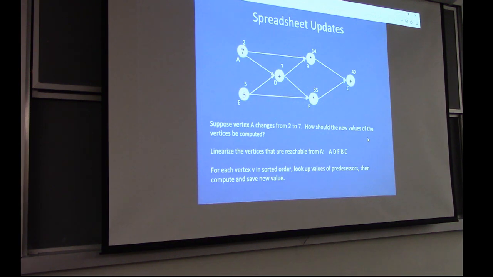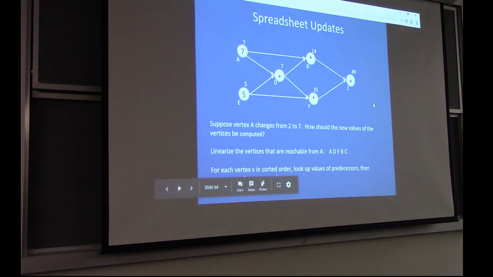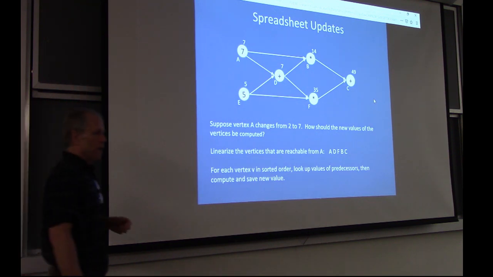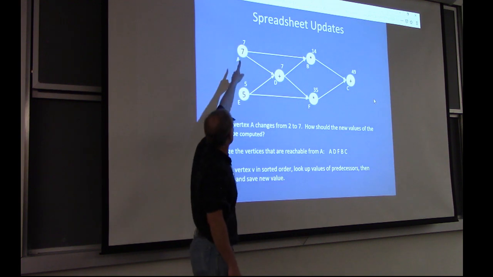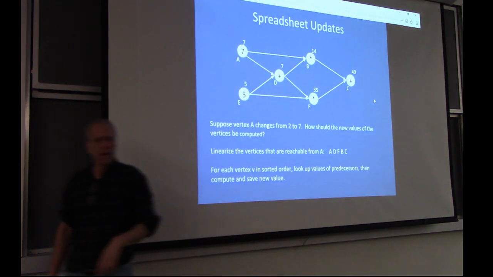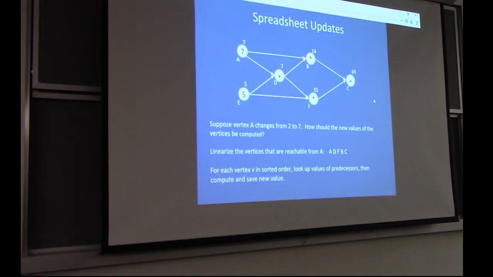And let's just evaluate in that order. So reevaluate A. What should its value be? 7. Next, on this list down here, it says to reevaluate D. To reevaluate D, we just look up the value of A that's previously calculated, and the value of E, which was previously calculated. It's 7 and 5. And we add them. We don't have to recalculate anything. We just look up a stored value.